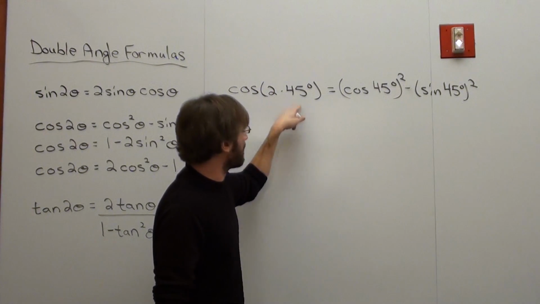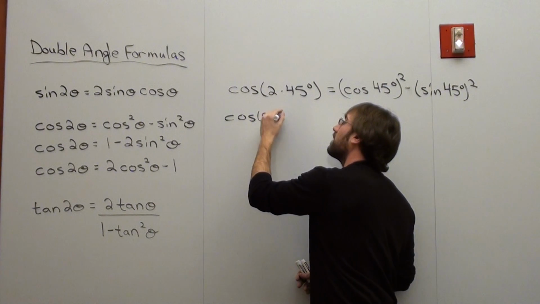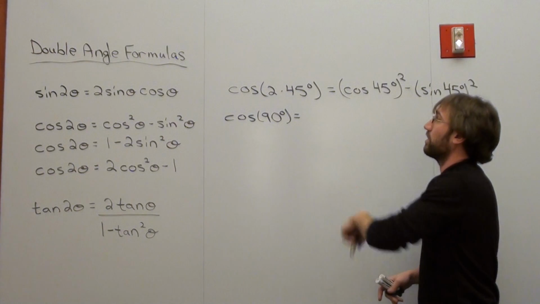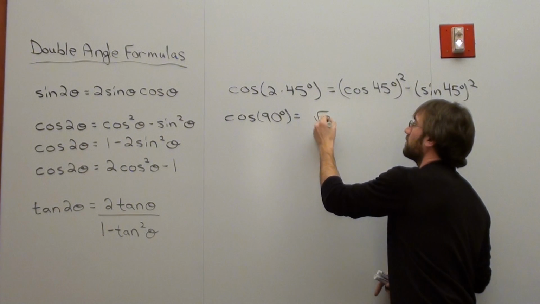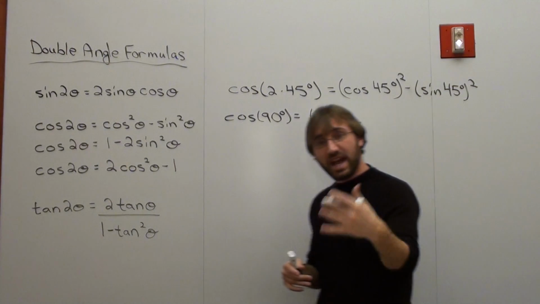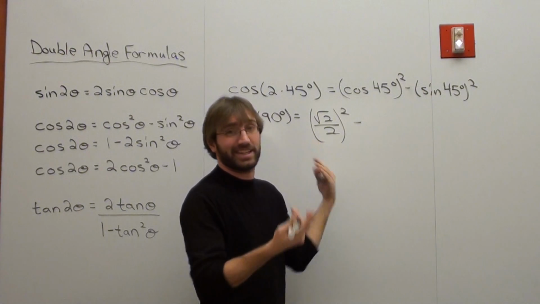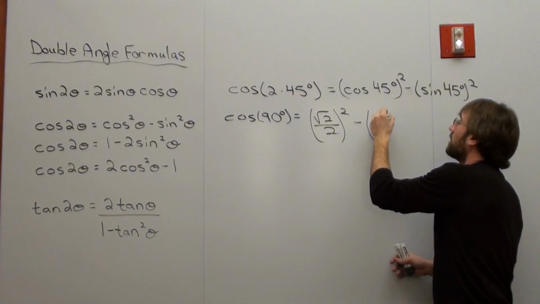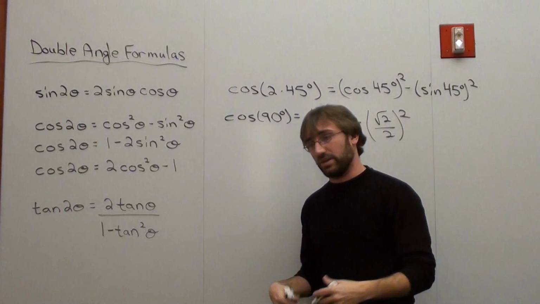Now the cosine of 2 times 45 is the cosine of 90 degrees. We'll figure out what that's equal to in a second. Equals the cosine of 45 degrees. Well, the cosine of 45 degrees is root 2 over 2, but it's squared. And I'm going to subtract the sine of 45 degrees. And the sine of 45 degrees is also root 2 over 2. It's its cofunction and it's a complementary angle. Therefore, it's the same exact value. And that's squared. Well, the cosine of 90 degrees is 0.